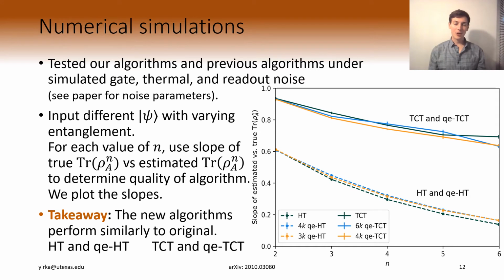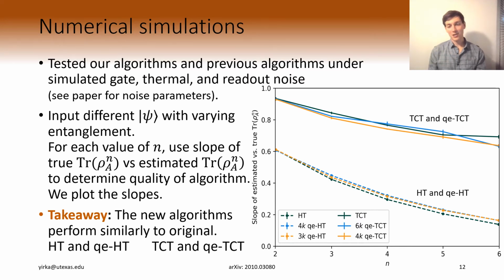We tested both our new algorithms and the previous algorithms in order to compare their noise resilience. We first did this using noisy simulations. At a high level, for each value of n, we ran each algorithm on several different input states with varying degrees of entanglement. And then we compared the slopes of the true values of trace rho to the n to the estimated values. So ideally, a slope of 1 would be achieved.